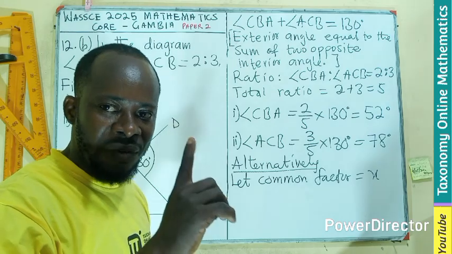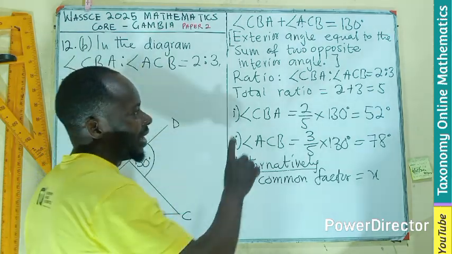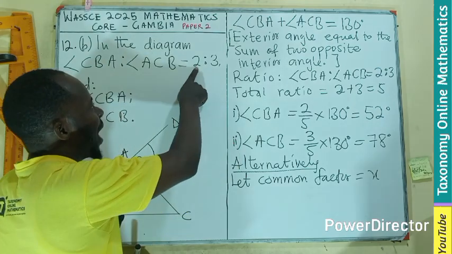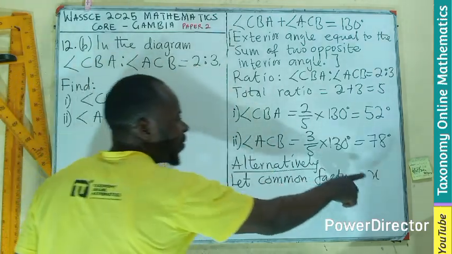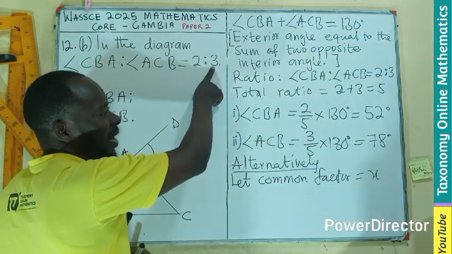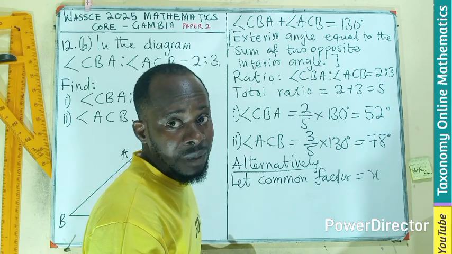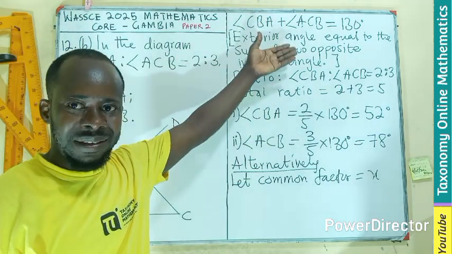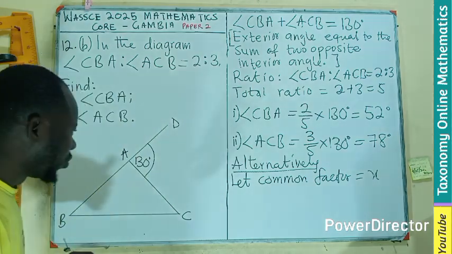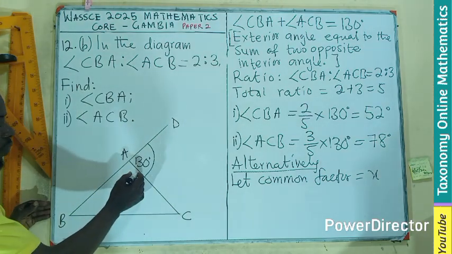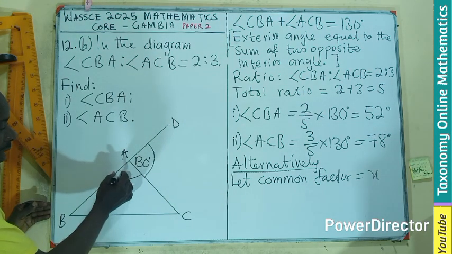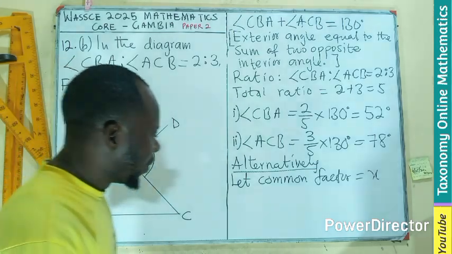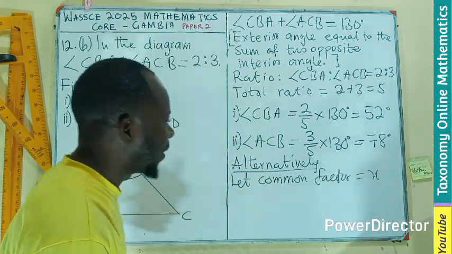If x is the common factor, then the common factor multiplied by 2 gives the first angle, and the common factor multiplied by 3 gives the second angle. So I can follow through this and get the answer, but I'm going to take a different route. I want to find this angle here.